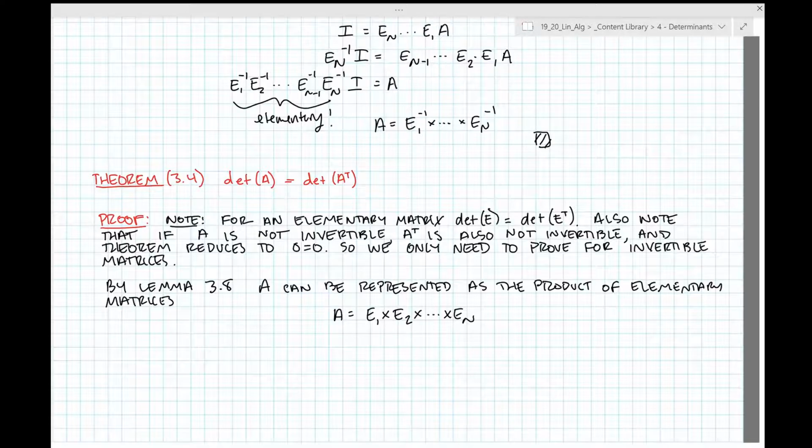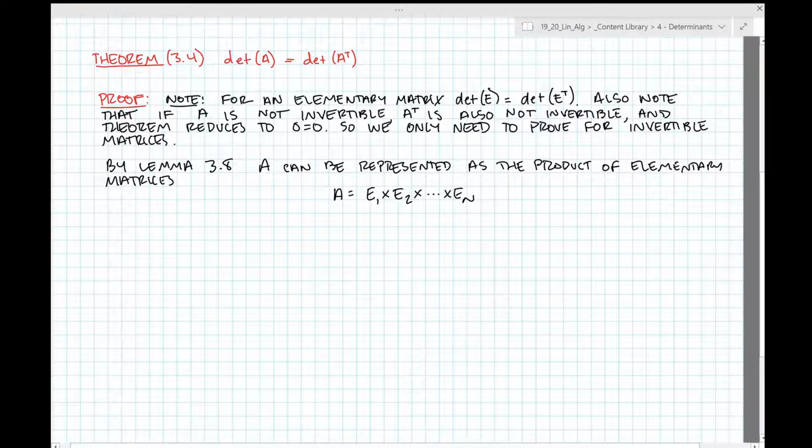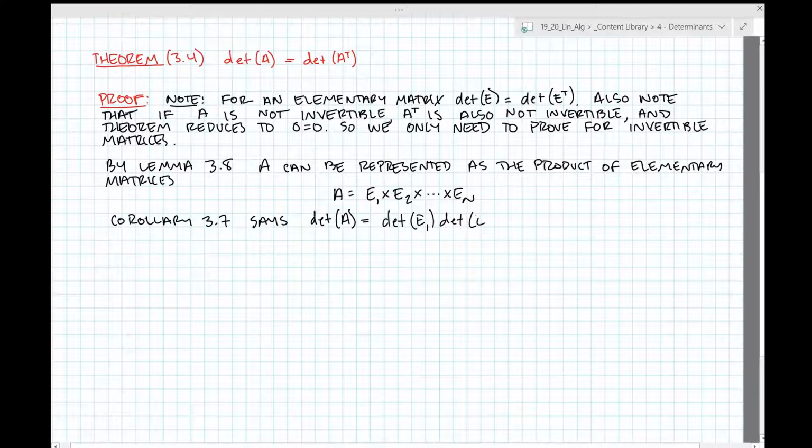Okay, well, check this out though, because corollary 3.7 says the determinant of A, det A, is the product of the determinants of the elementary matrices, right? Det E1 times det E2 dot dot dot det En.